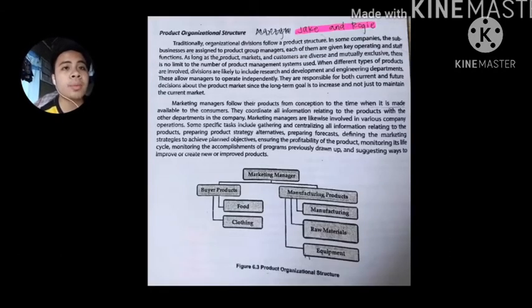Sa pagma-market ng kailangan nila kasi yung, sabi nga dito, preparing forecast, 'di ba? Yung kailangan prepare ka pag yung mag-ano ka na, yung sales stock ka na sa customer. And nakaplano yung mga sasabihin, yung mga gagawin, yung mga techniques sa pagbebenta.